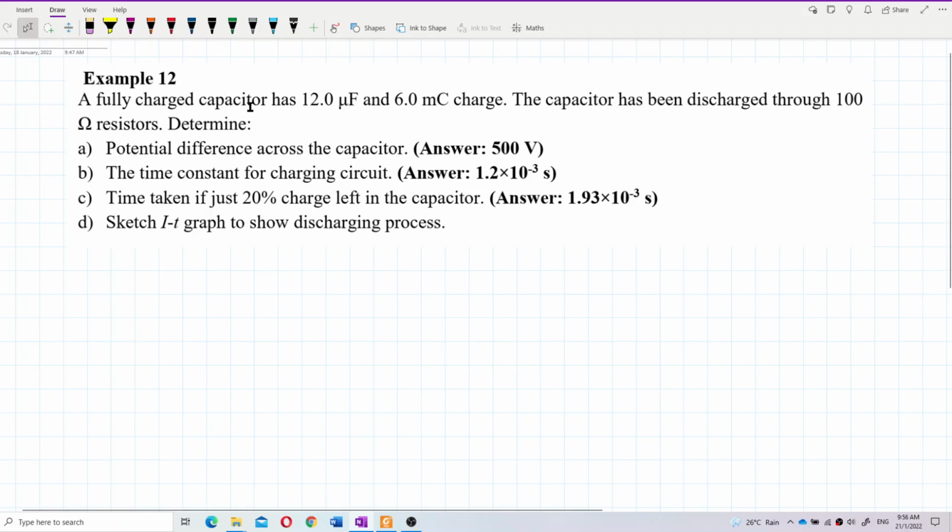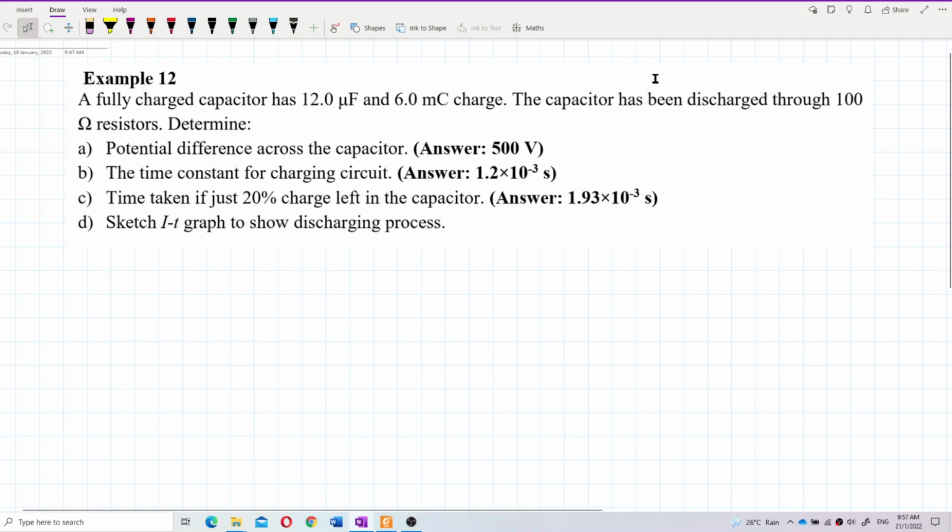A fully charged capacitor has 12 microfarad and 6 millicoulomb charge. The capacitor has been discharged through 100 ohm resistors. Determine the potential difference across the capacitor, the time constant for the circuit, the time taken if 20% charge is left in the capacitor, and sketch the current-time graph to show the discharging process.